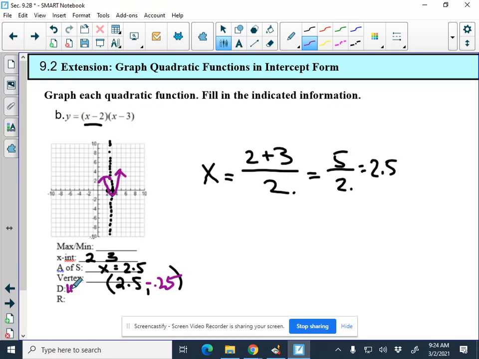Our domain is all reals. Our range is y is greater than or equal to negative 0.25. Is it a max or a min? It's a min because it's a low point. Good job.